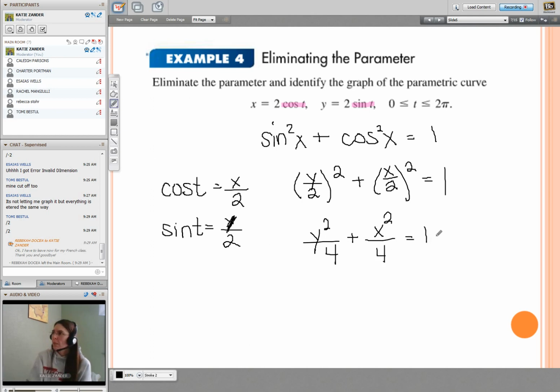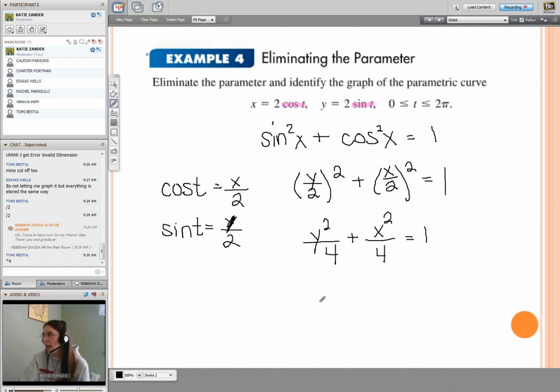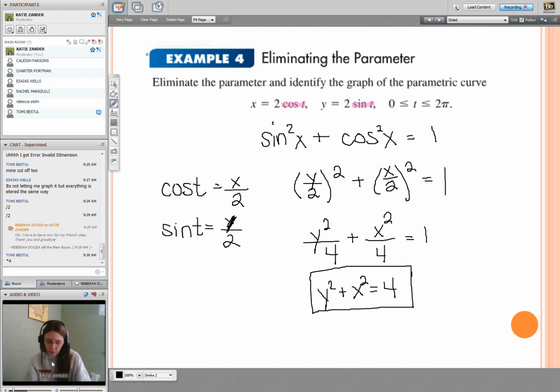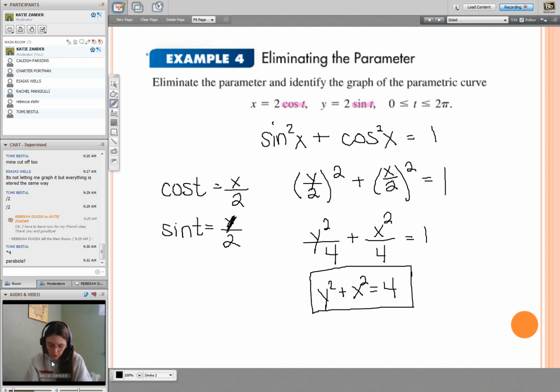And if I want to eliminate the fractions, what can I do at this point? Multiply everything by 4. Anybody know what shape this graph is going to be now that we eliminated the parameter? y squared plus x squared equals 4. What is that the shape of? What graph shape is that? Not a parabola. If both of your variables are squared, think back to our geometry.